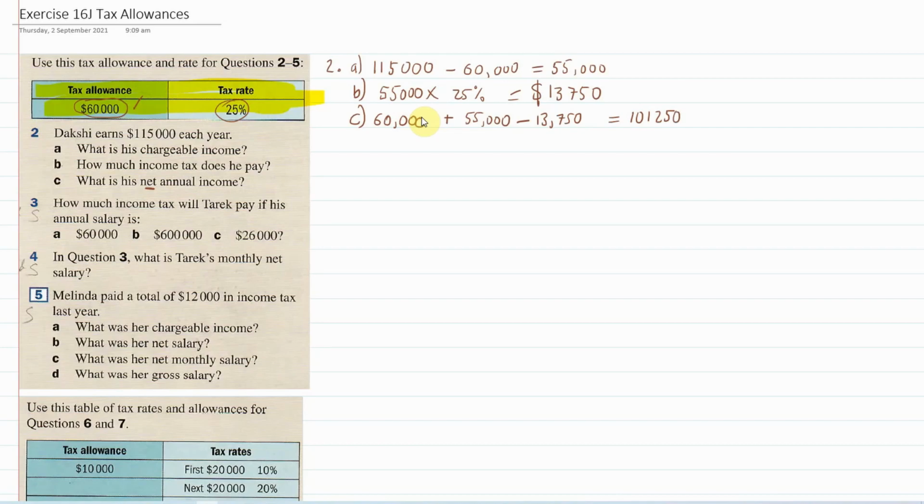Because, of course, the other way of doing it would be just to take this $13,750 off his original amount of $115,000. That would be probably a little bit smarter.